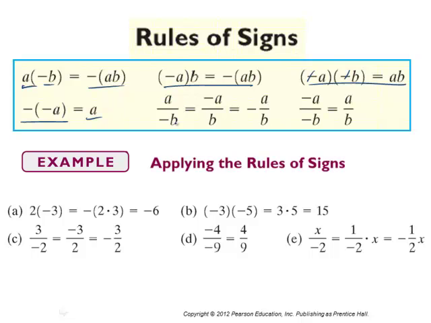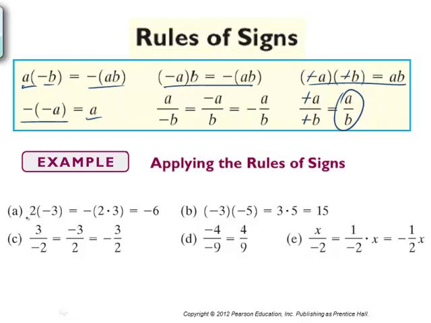When you have a quotient of two numbers and one of those numbers is negative, then you could pull that negative out front, like you see here. If you have a negative number divided by a negative number, the two negatives will cancel, leaving you just with the quotient of those two numbers.